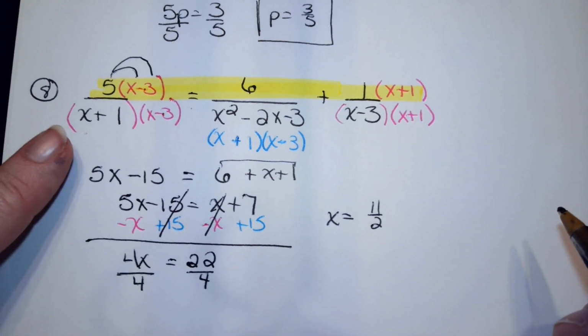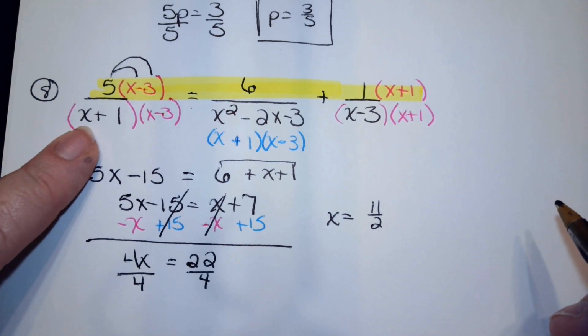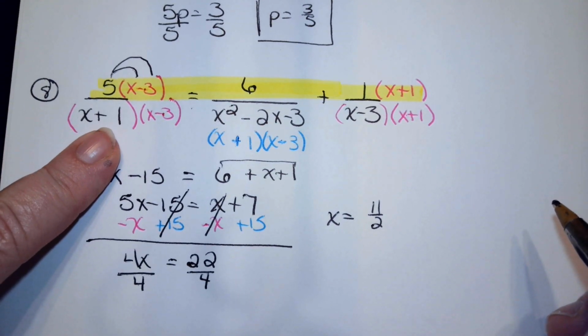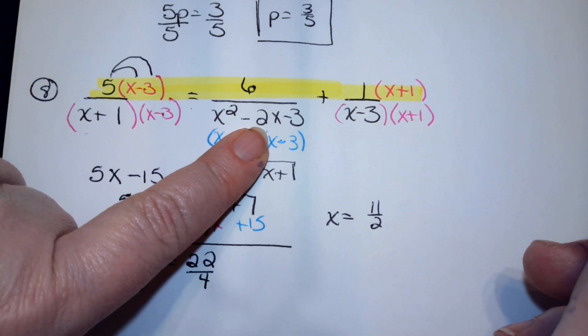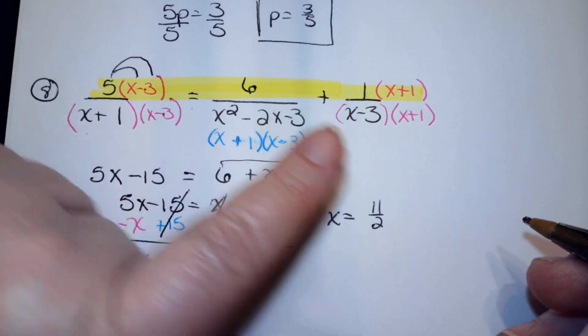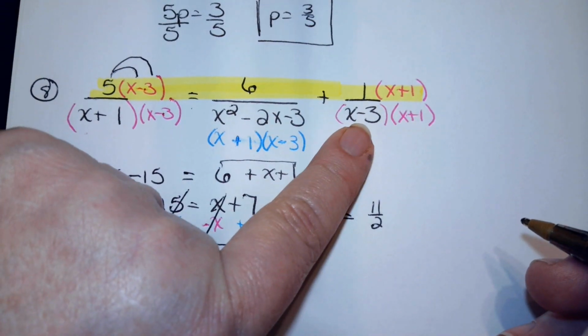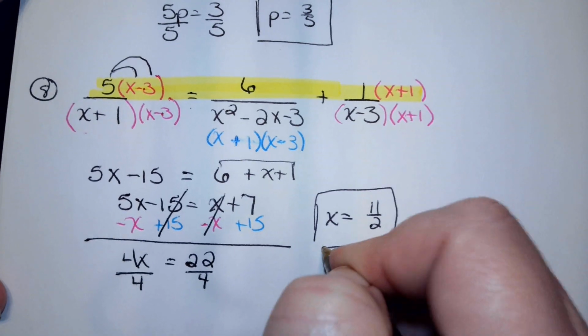All right, so let's ask ourselves, going back to the original problem, if I do 11 halves plus 1, does that give me a 0? No. If I do 11 halves squared minus 2 times 11 halves minus 3, does that give me 0? No. If I say 11 halves minus 3, does that give me 0? No. So this is not an extraneous solution.